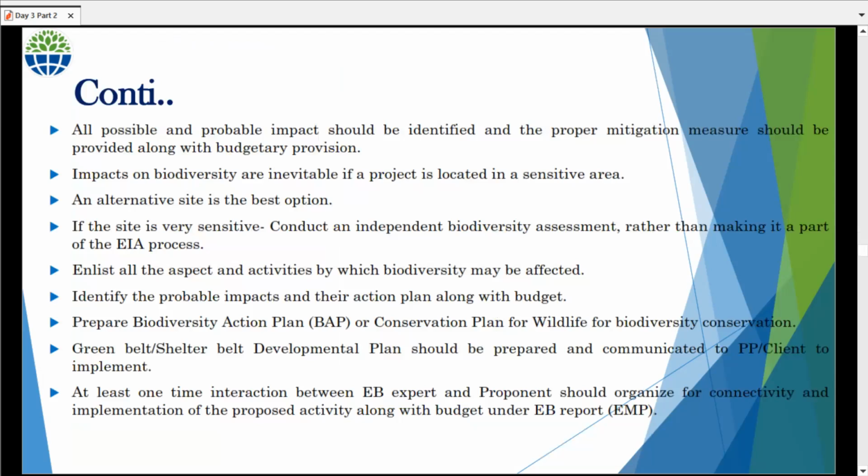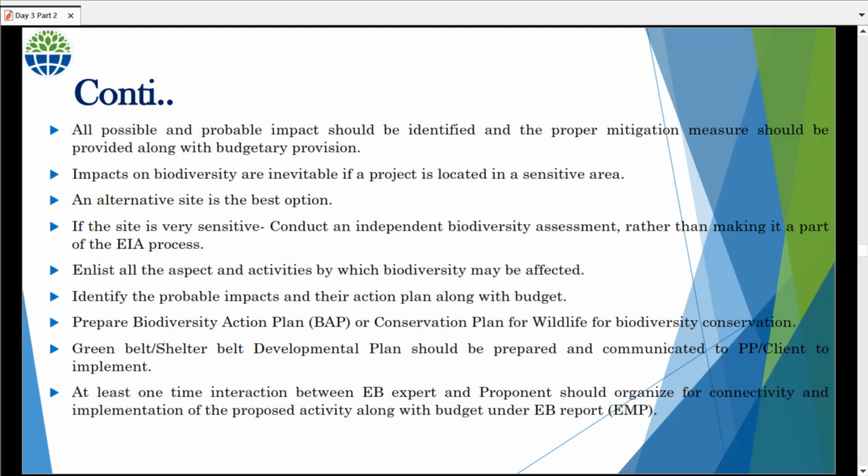Then we have to prepare the offset. All the possible and probable impacts should be identified in the proper manner, whatever we have discussed here. Then mitigation measures should be provided with the proper offset. Impacts on biodiversity are inevitable, of course. If the project is located in a sensitive area, there will be a major impact. Then we have to go for an alternative. If the site is not sensitive, then we can go for mitigation measures in that area only.